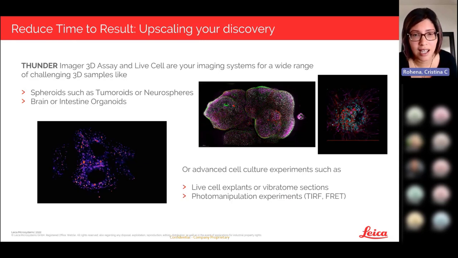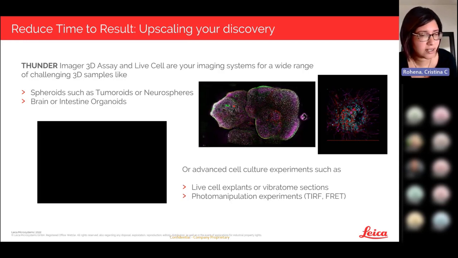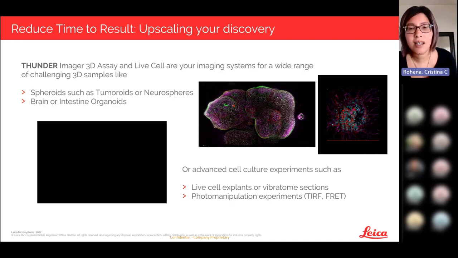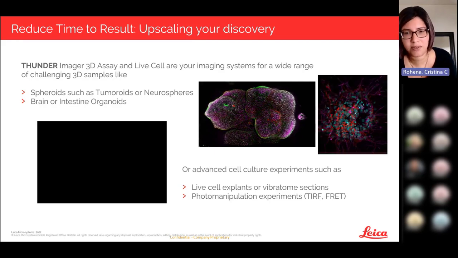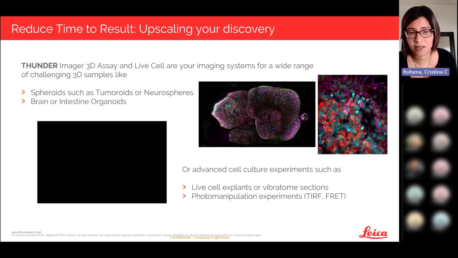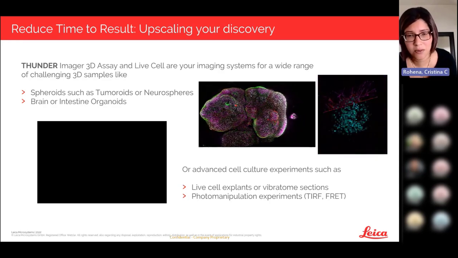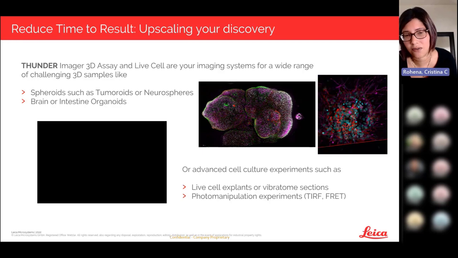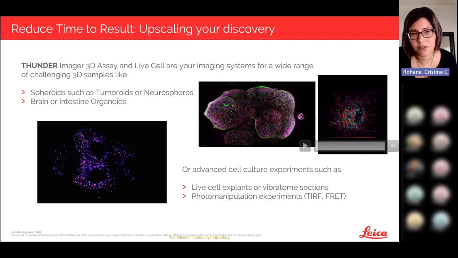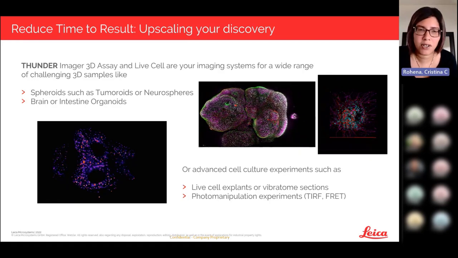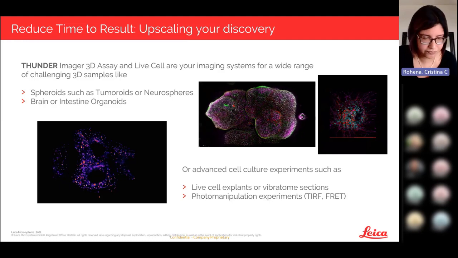With our 3D assay and live cell imaging systems, you can really access a wide range of challenging 3D samples, anything from spheroids, neurospheres, and tumor spheres, brain or intestine organoids. You can really have sort of a limitless accessibility to the type of samples that you can image. In our advanced cell culture experiments, such as live cell explants, vibratome sections, and even photomanipulation experiments like FRAP and FRET, which was the example that was shown here on the left. All of these types of applications are accessible with our inverted line of Thunder imagers.